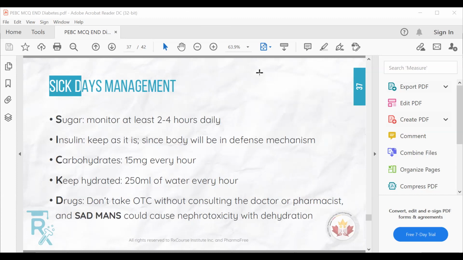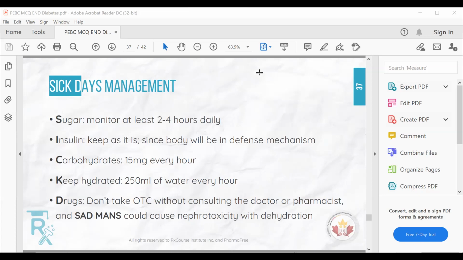These medications, the SAD-MANS, are sulfonylureas, S; A, ACE inhibitor; D, diuretics. The patient is already dehydrated and lost fluid. It's illogical to give more diuretics. M, metformin, which we said is affected by the kidney function when we were talking about metformin. A again is ARB, like sartan family, telmisartan, irbesartan. N, NSAIDs, which affect the kidney.